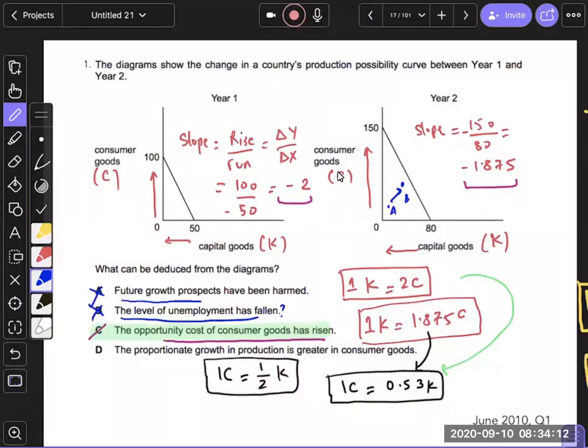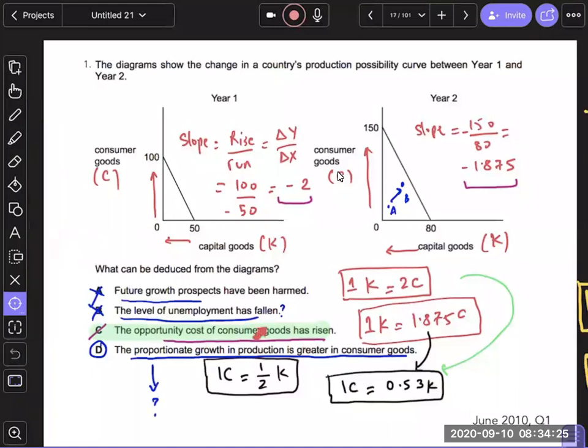Okay. C says the proportionate growth in production is greater in consumer goods. And the idea is that you are still not going to be able to find this information from the diagram. If consumer goods go from 50 to 80, and capital goods from 100 to 150, the growth in capital goods is 50 over 100, which is 50%. And what is 30 over 50? 60%. So even that statement doesn't really make sense for us.